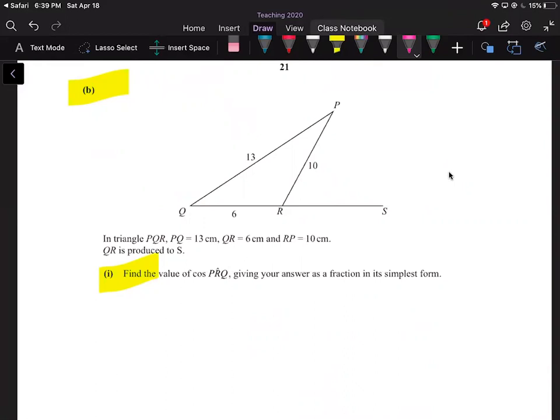Okay, so find the value of cosine PRQ, giving your answer as a fraction in its simplest form. Okay, so now, macam mana gayanya ni? Well, PRQ ini, tapi cosine. So what do I do? Well, maybe I can find my cosine then. Okay, no. Sorry, bukan cari cosine. Dia mau jawapan cosine PRQ.